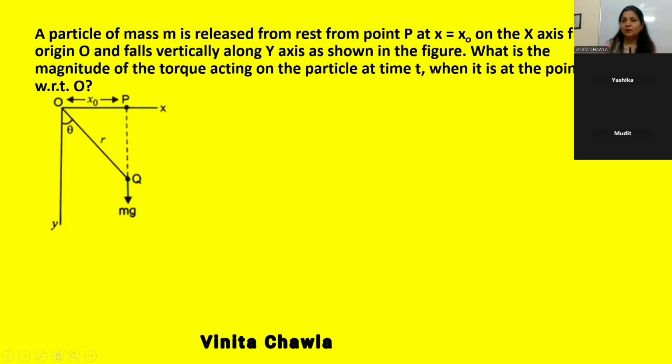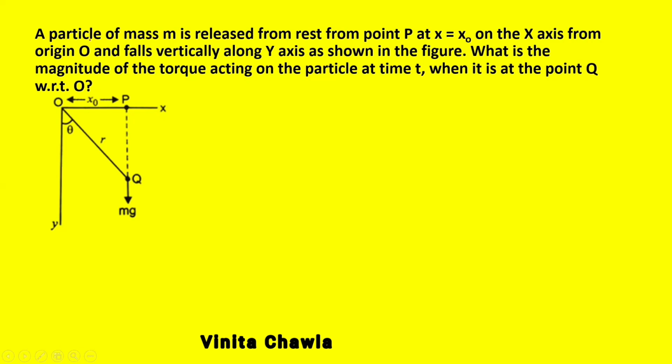So look, what is in this question? A particle of mass m is released from rest from point P at x equal to x naught. So we have released a particle of mass m from here. This point P is at a distance x naught from the origin on the x-axis, and it falls vertically along the y-axis, as shown in the figure. So what is the magnitude of the torque acting on the particle at time t when it is at the point Q with respect to O?